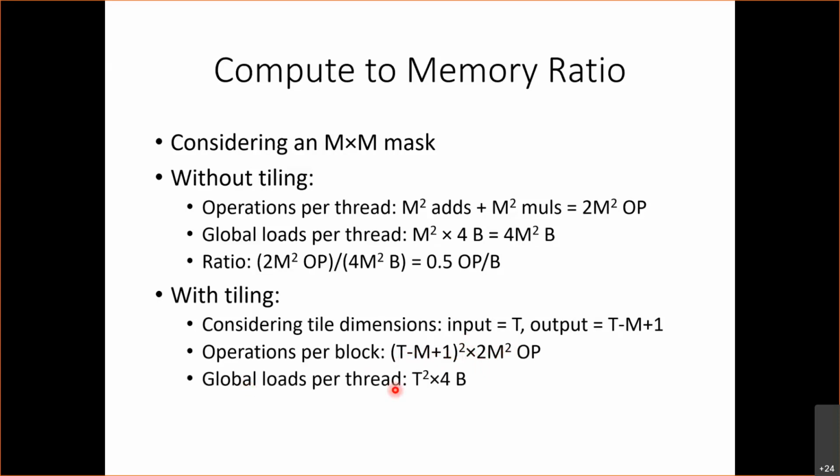The number of global memory loads is going to be t squared times 4 bytes. So here, remember, t is my input size. When I was talking to you on the image, we were working it out in terms of the output, but here we're working it out in terms of the input, which is fine. The ratio is going to be similar.